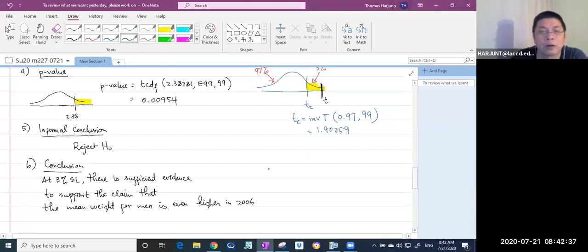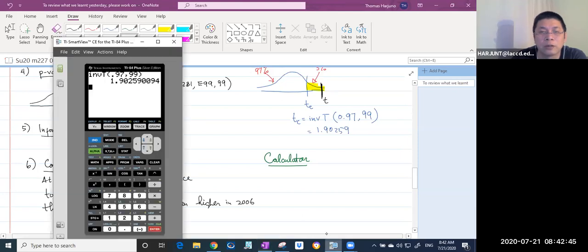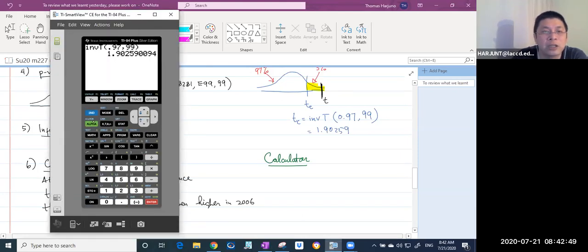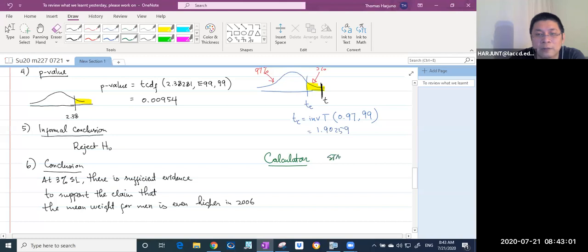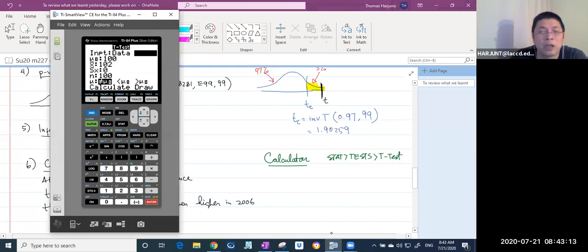Now how about if we use the calculator? Then we will use the t-test. So it will be stat, test, t-test. Now what's the data? We want the mean to be 191, that's the number from the null hypothesis. The X bar is 197.10.